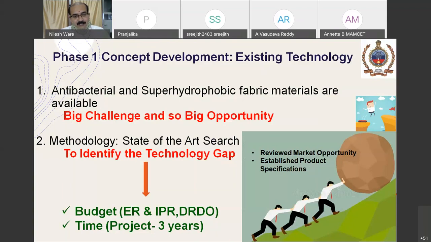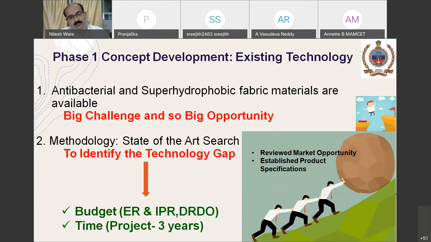So what I'm trying to say in this slide is, the objective looks very simple, but with existing technology it is going to be a big challenge for me. Very big challenge. And the companies who supply these are not Indian companies. They are multinational companies. DuPont is the company who provides super hydrophobic materials. The antibacterial fabric additives are given by a company called Arkema, a French company. And there is one company in Switzerland called Siva Gaigi. These guys are the masters in giving antibacterial additives for fabrics.